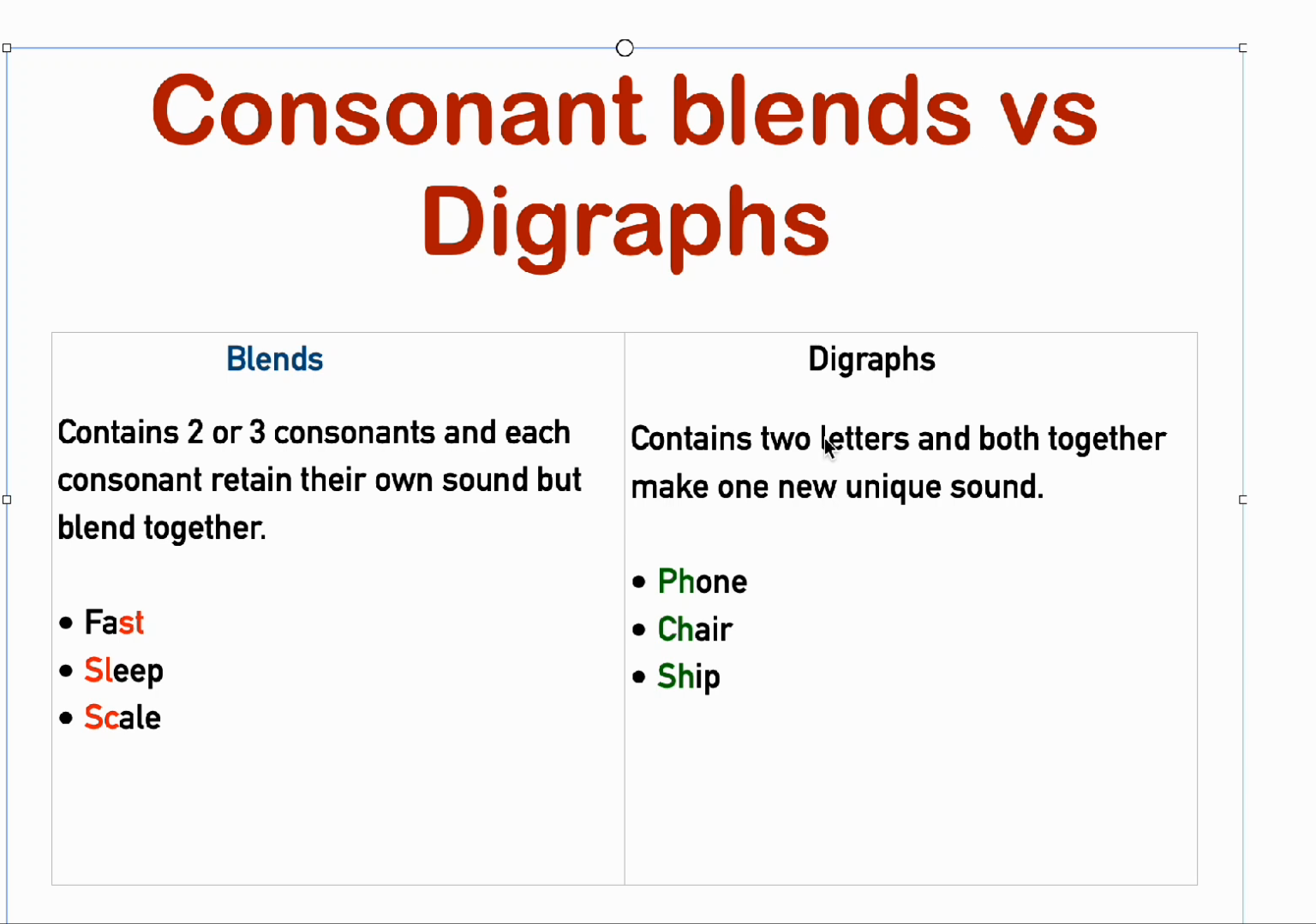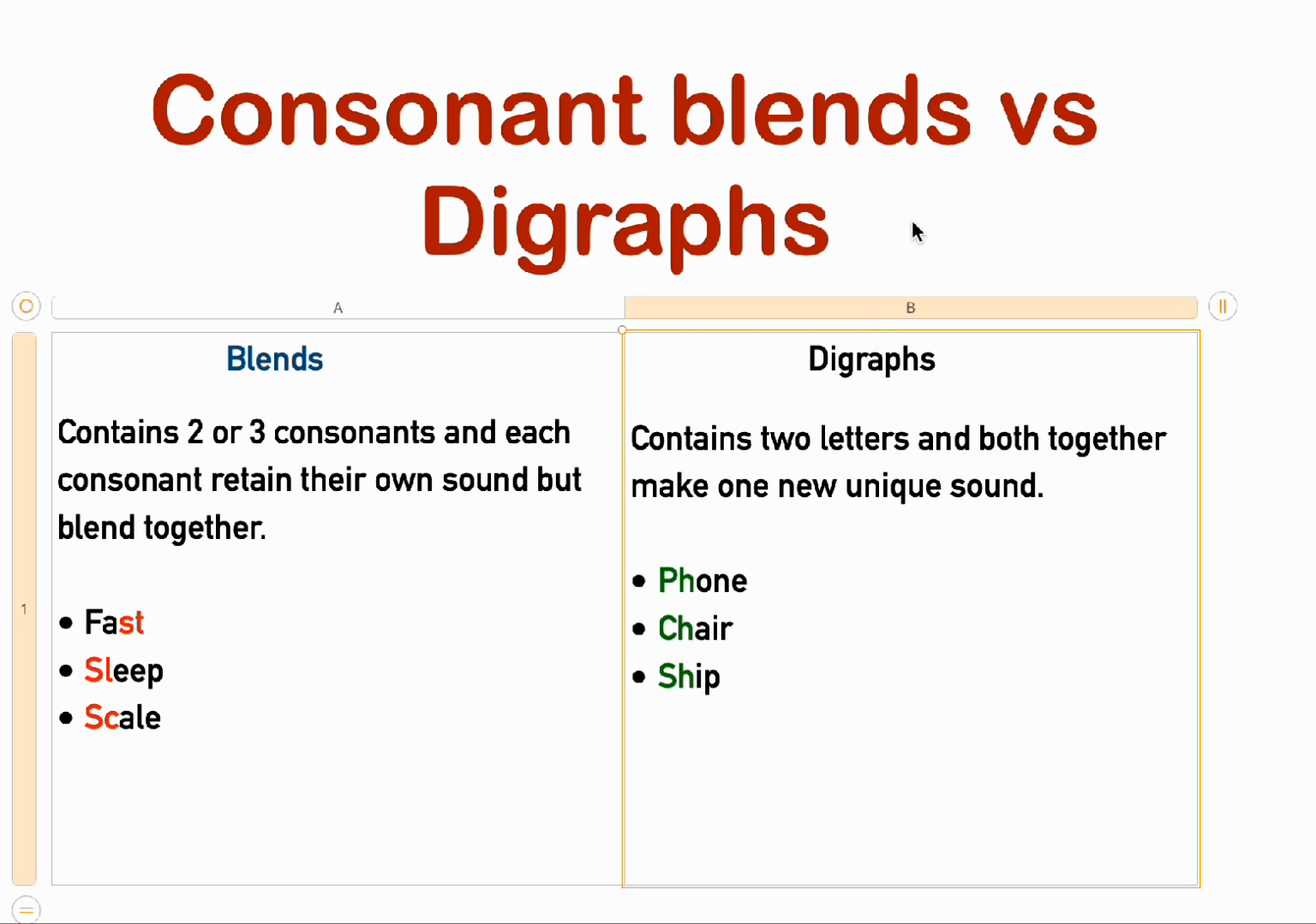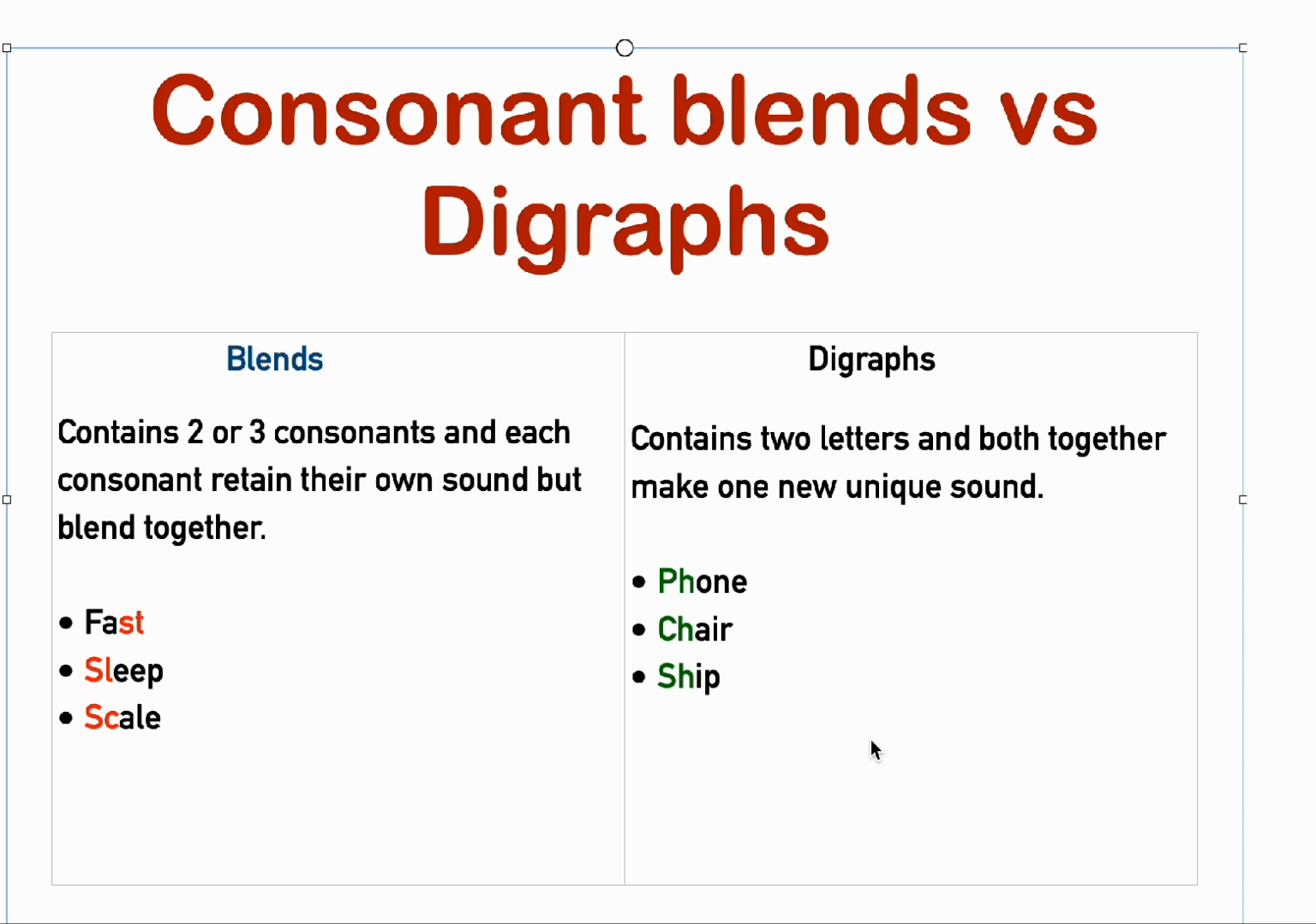So this is the main difference between blends and digraphs. In blends, you can hear the sound of each consonant, but they blend together when coming in a word. In a digraph, it is a single unique sound that is produced by both the consonants together.